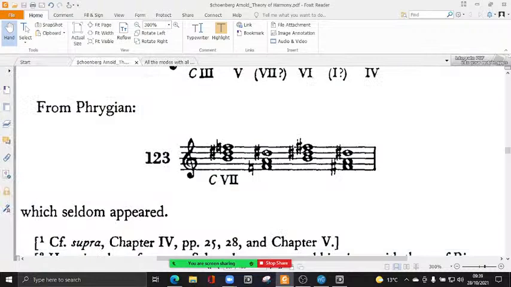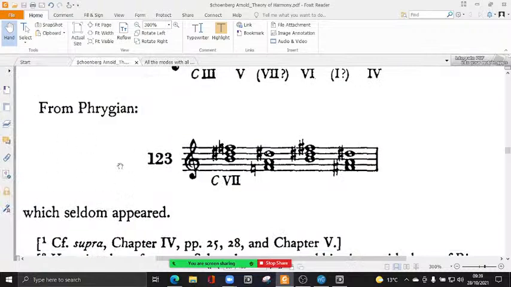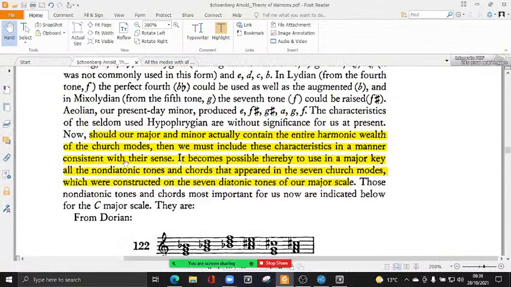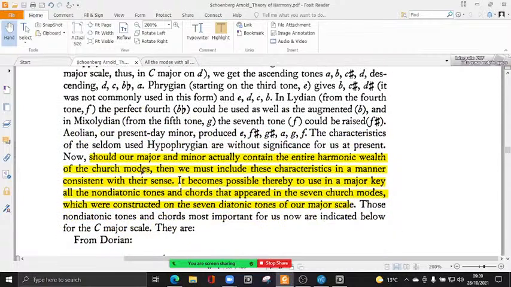He says in a way he says it here. He says, it becomes possible thereby to use in a major key all the non-diatonic tones and chords that appeared in the seven church modes, which were constructed on the seven diatonic tones.